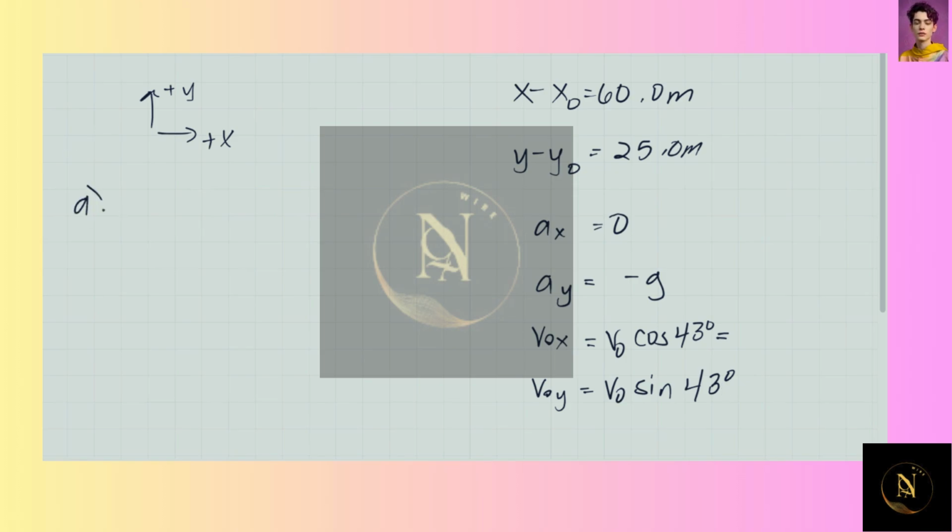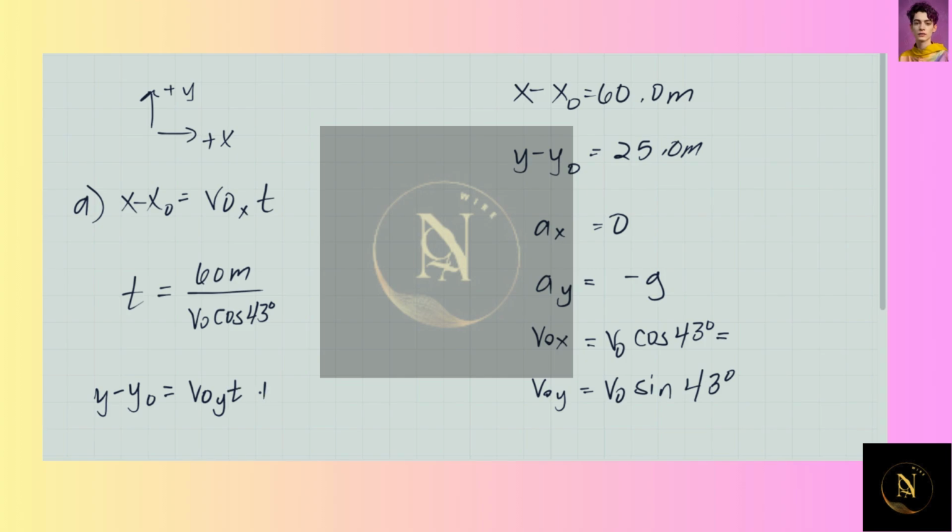For part A, we know that x minus x naught is equal to v sub naught x t. So we know x minus x naught. So this gives us t is equal to 60 meters over v sub naught cosine of 43 degrees. Looking at the vertical motion, y minus y naught is v sub naught y t plus 1/2 a t squared. So this is negative g t squared.